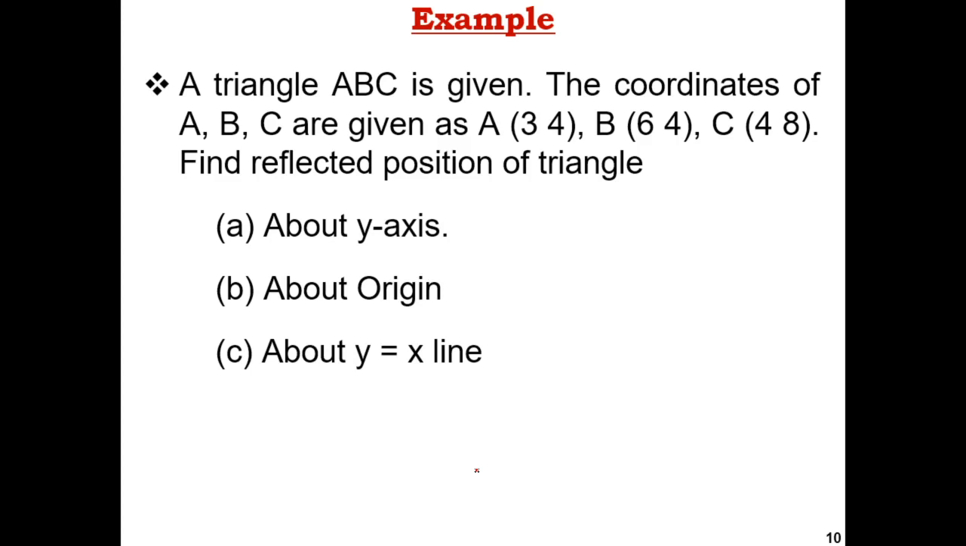So at the last, you have seen how reflection is possible. The four types of reflection we have studied are about the x-axis, about the y-axis, about the xy plane, which is also known as about the origin, and about the y is equal to x line.